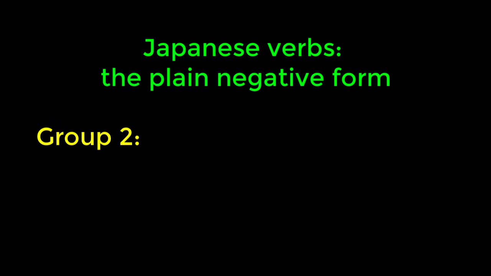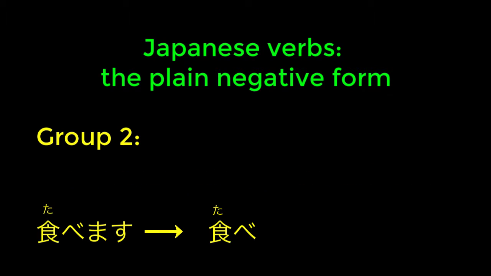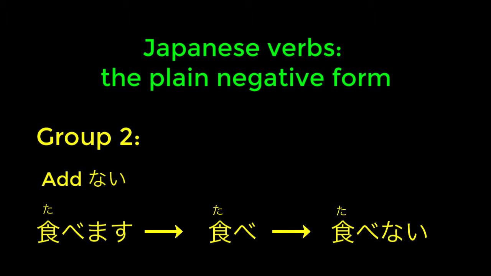Next we have group 2 verbs, relatively easy. We make the verb stem by removing the final masu. So tabemasu, for example, would become tabe. And then we simply add nai, giving us tabenai, I do not eat.